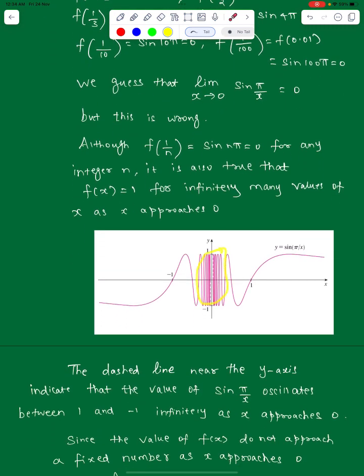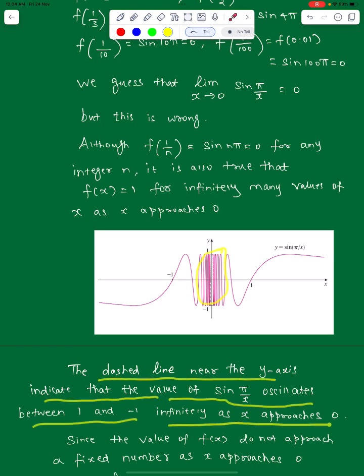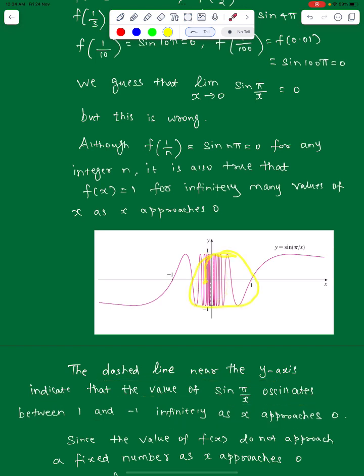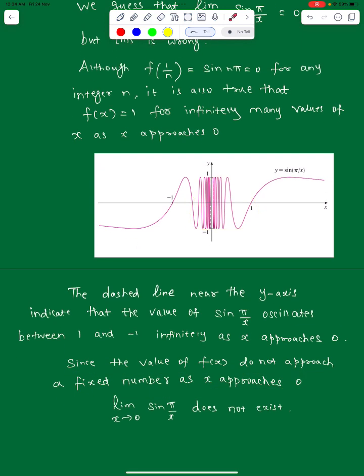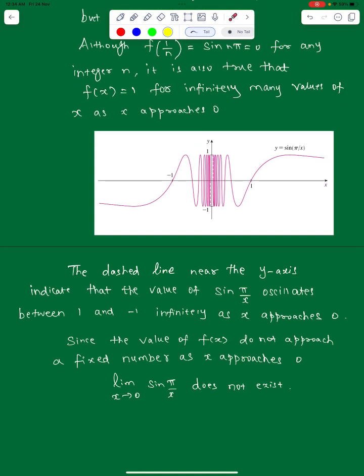You can see this portion, the dashed line near the y-axis indicates that the value of sine pi over x oscillates between plus 1 and minus 1 infinitely as x approaches 0. So like this it goes on. You can see this dense area, right? Since the values of f of x do not approach a fixed number as x approaches 0, we cannot say that the limit as x tends to 0 of sine pi over x is 0, which is ultimately wrong, okay? Because when you see the graph, it is not going to approach 0, but it oscillates somewhere between minus 1 and plus 1. So there is no such limit existing for sine pi over x when x approaches 0.